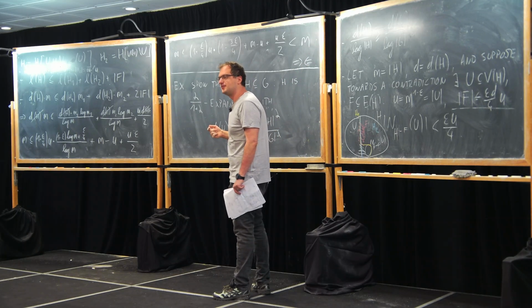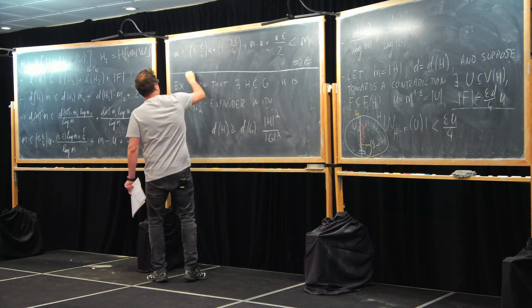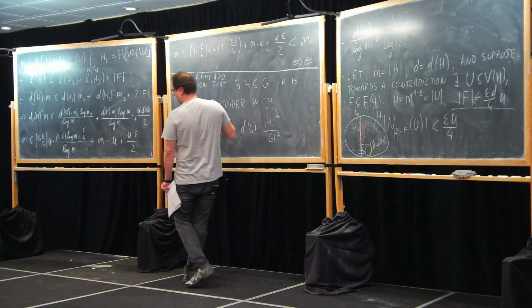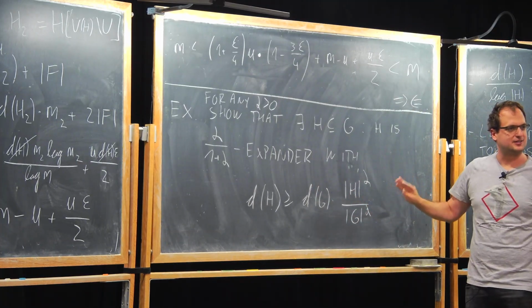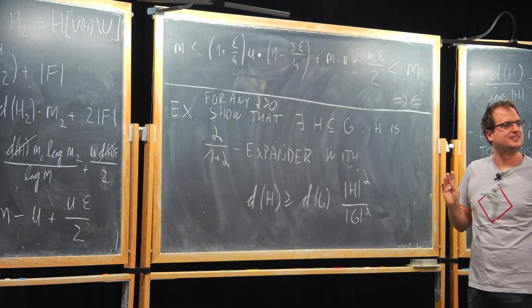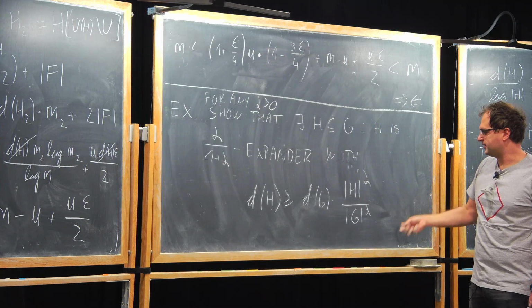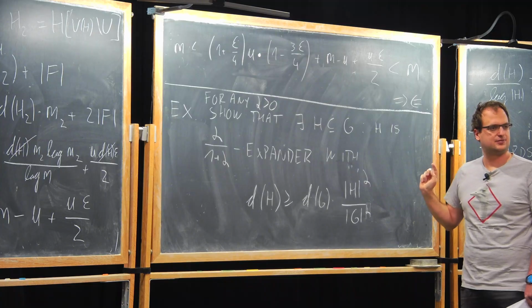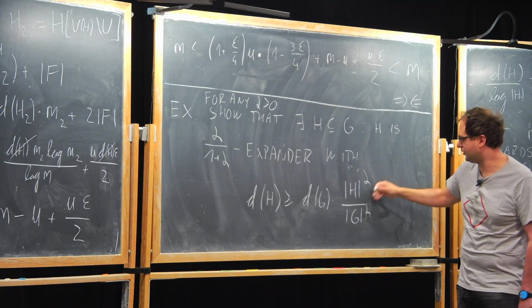Yes? You can choose it as an absolute constant. If you start putting there 1 over log n, then you need to be a bit more careful, and you more or less recover what's happening. Yes, number of vertices of H divided by number of vertices of G. Yes, both are to the alpha. If you want, we can do that.